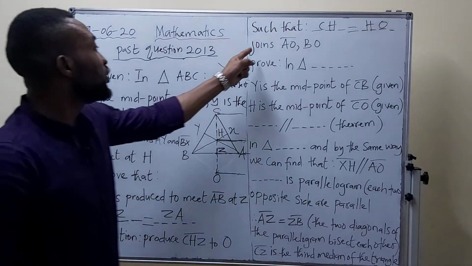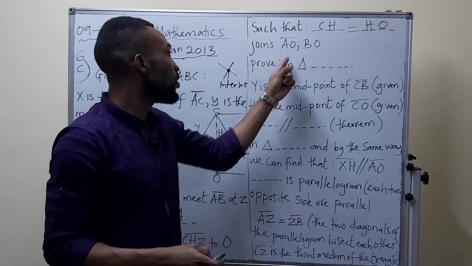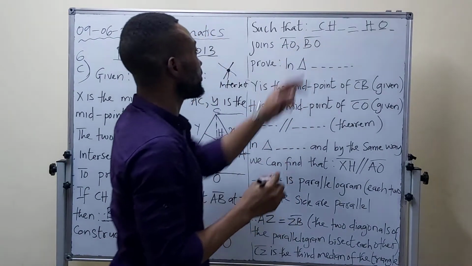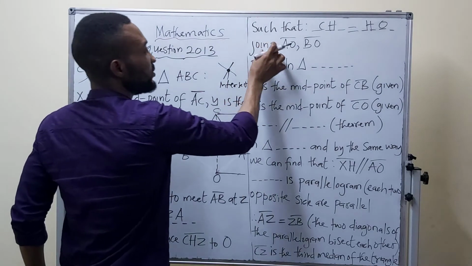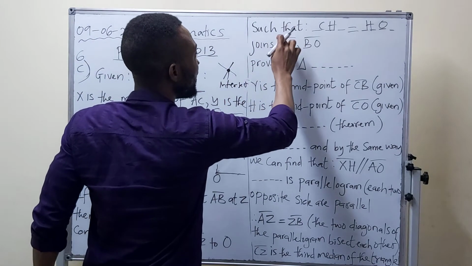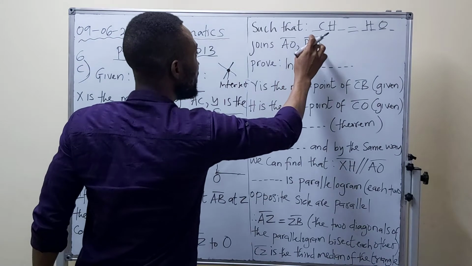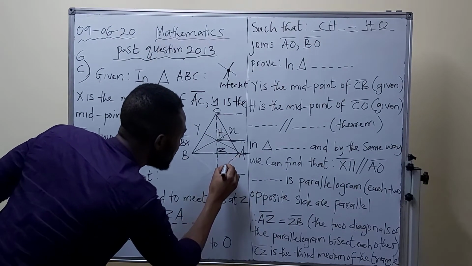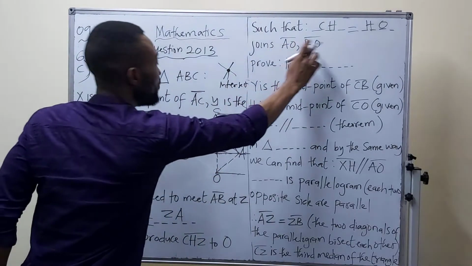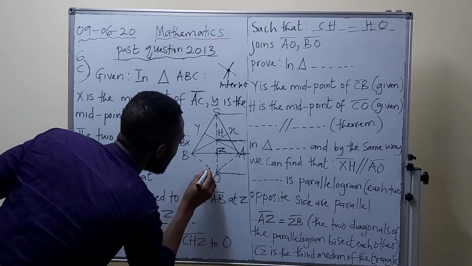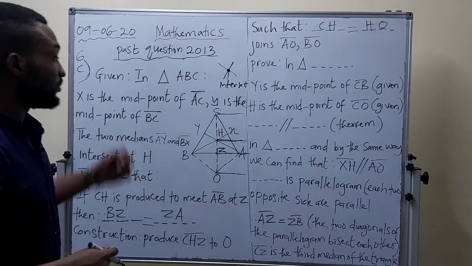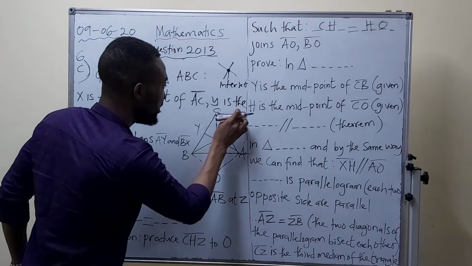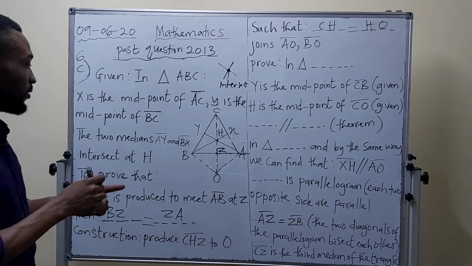They now say join line AO, line BO also. Join line AO, BO. They ask us to join this, so we will join this one, AO, and BO as well. So I join this line now.